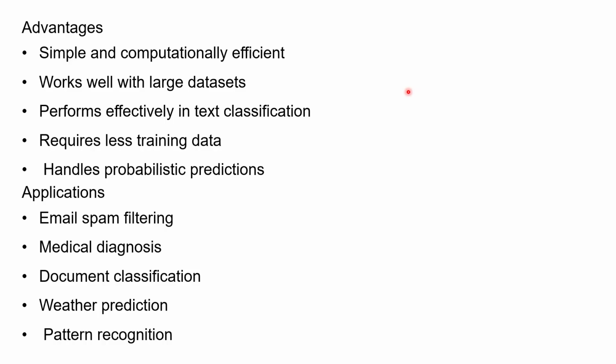Some of the advantages of Bayes classification are its simplicity and computational efficiency. It works well with large data sets. It performs effectively in text classification and requires less training data for classification. It can handle probabilistic predictions. Some of the application areas where Bayes classification could be applied are email spam filtering, medical diagnosis, document classification, weather prediction, and pattern recognition.